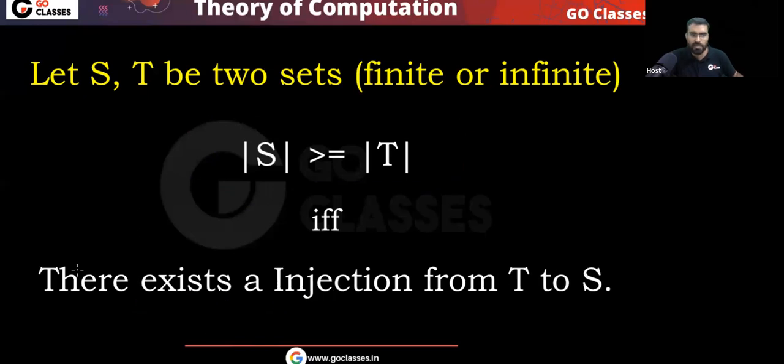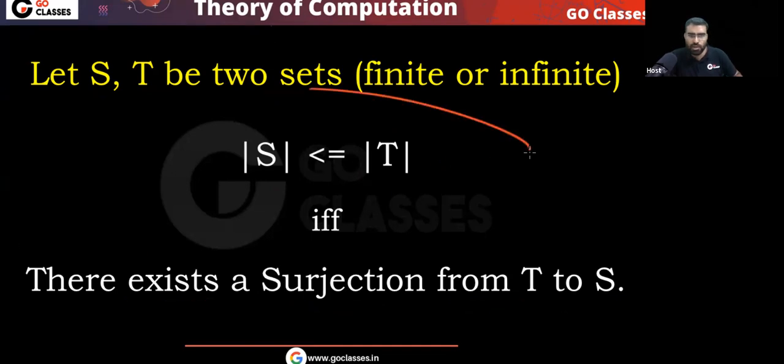What about this next one? Did you understand this theorem? Read this. The cardinality of S is greater than or equal to the cardinality of T if and only if there exists an injection from where to where? See, this T cardinality is less than or equal to S cardinality. So there exists an injection from T to S. From T to S. Very good.